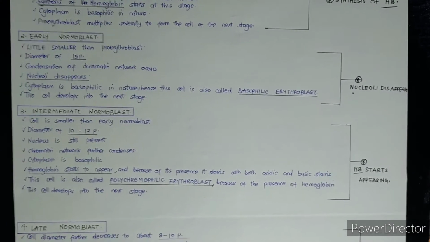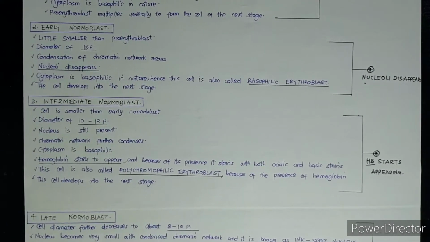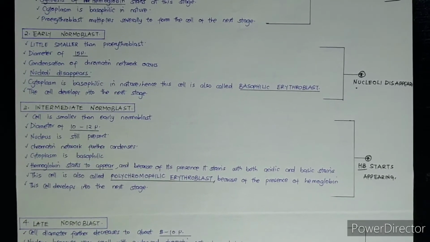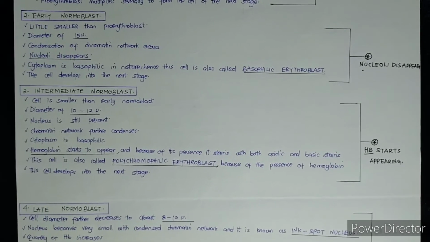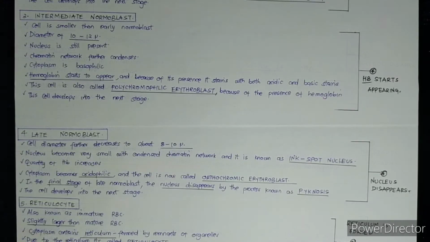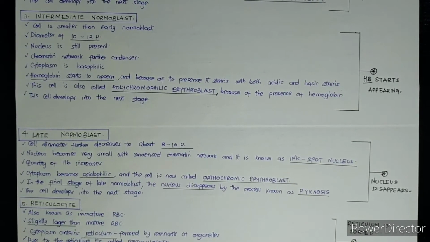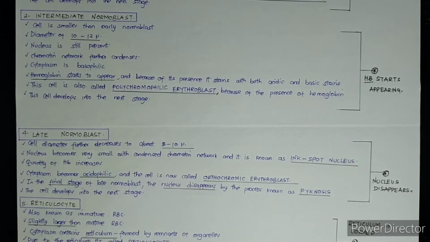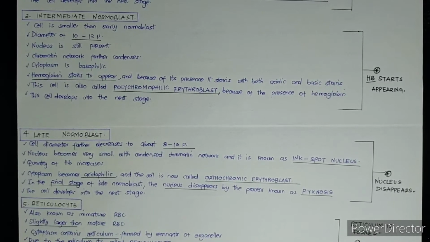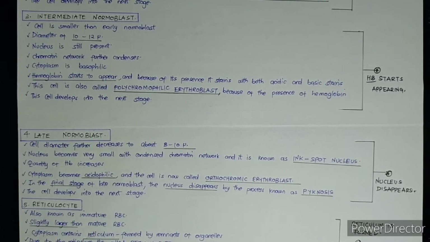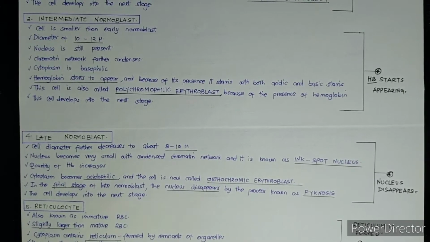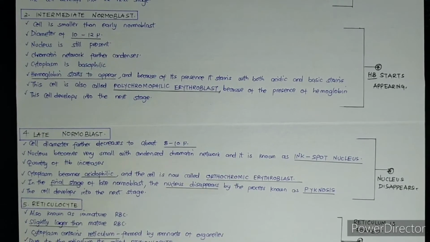The third stage, the intermediate normoblast. The cell is smaller than early normoblast with a diameter of 10 to 12 microns. Nucleus is still present in this stage. The chromatin network further condenses and the cytoplasm is still basophilic. Hemoglobin starts to appear, and because of its presence, it stains with both acidic and basic stains. This cell is also called the polychromophilic erythroblast because of the presence of hemoglobin. This cell develops into the next stage. The important event occurring at this stage is the appearance of hemoglobin.